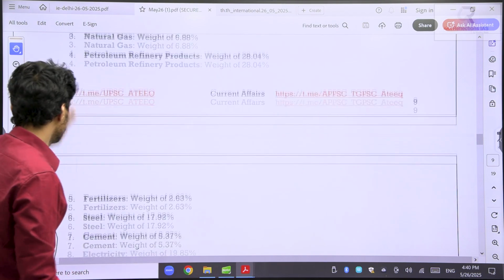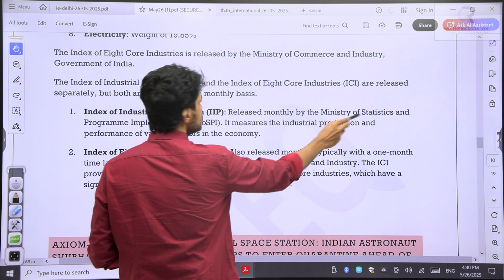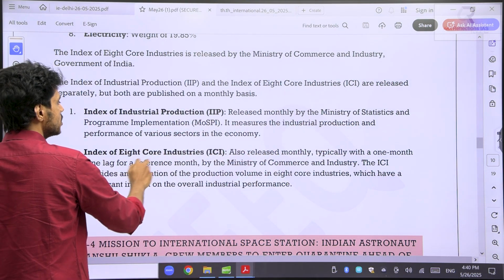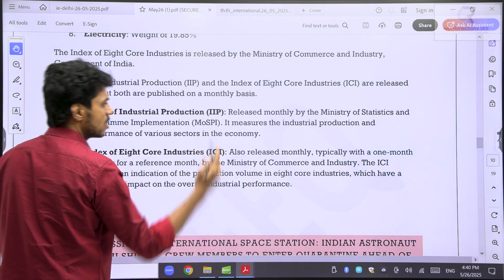Okay, who is the one releasing the report? See here, the IIP is released monthly by the Ministry of Statistics and Programme Implementation, while the Index of Core Industries will be released by the Ministry of Commerce with a time lag of 1 month.